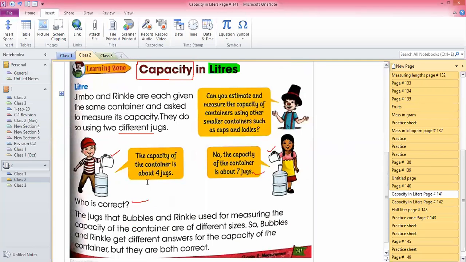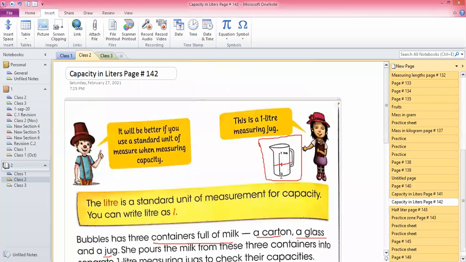So the example started with this container: what is the container's capacity, how much water can it hold? According to him it is 4 jugs and according to her it is 7 jugs. They both are correct, but they are using different sizes of jug. We should use a standard jug, which we call a liter jug.